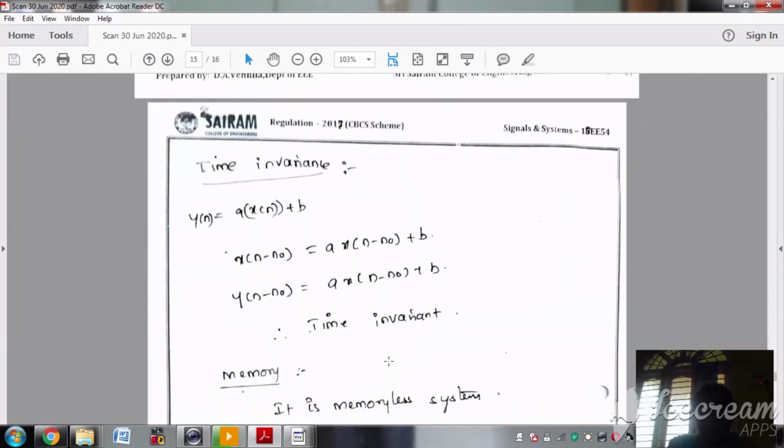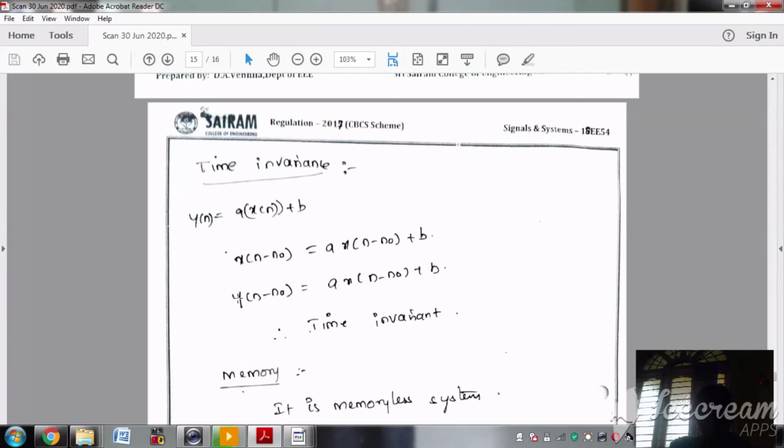Next I'm going to check whether it is time invariant or not. Time invariant means, this is the given system, and my system has the output a x of n plus b. If I shift my input by n naught, the same amount of shift should take place in y of n. So I shift my input, x of n, to x of n minus n naught. Now the output is a into x of n minus n naught plus b.